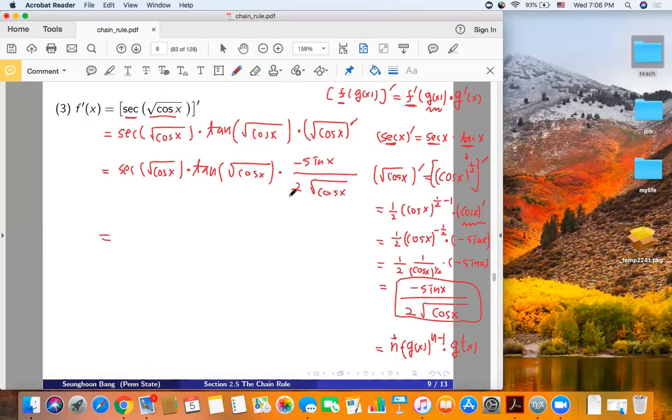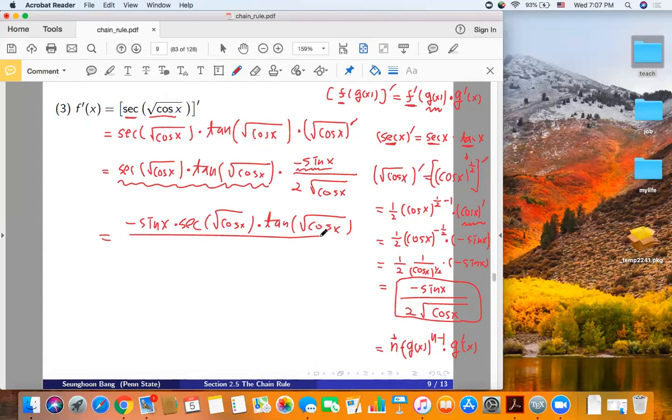You can combine. The numerator is negative sine x times secant of the square root of cosine of x times tangent of the square root of cosine of x, over the denominator, which is 2 times square root of cosine x. That's it. This is the final answer for solving this problem.